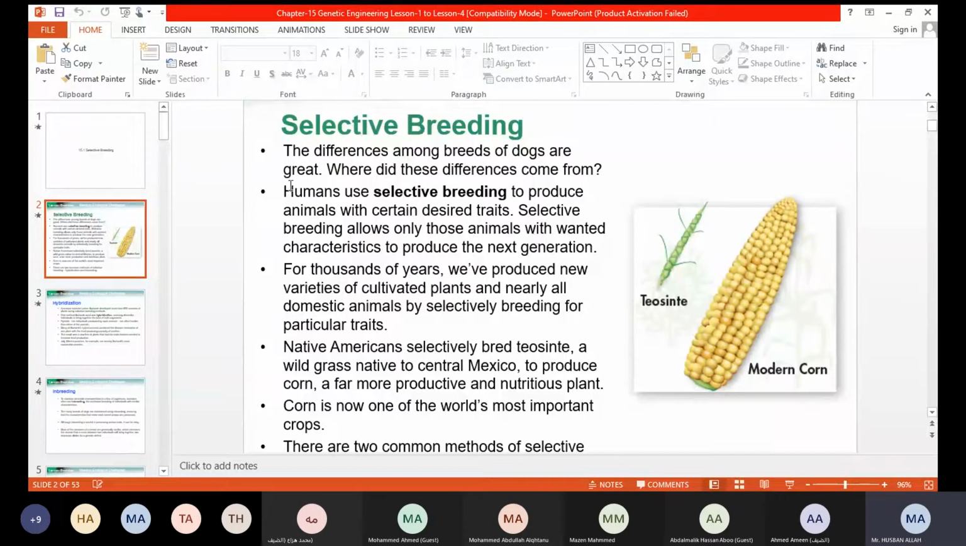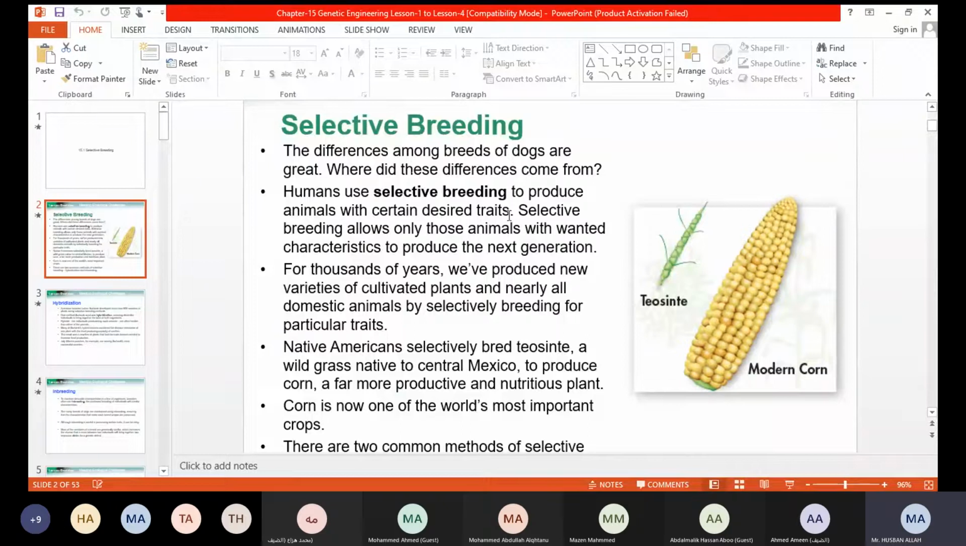In selective breeding, the differences among breeds of dogs are great. If you look at dogs, we have a variety of dogs. If you look at different organisms, for example different crops, nowadays we have a lot of varieties of plants. Where did these differences come from? What is the variation, and where has the difference in the organism come from, whether in dogs or in crops? Humans use selective breeding to produce animals with certain desired traits.